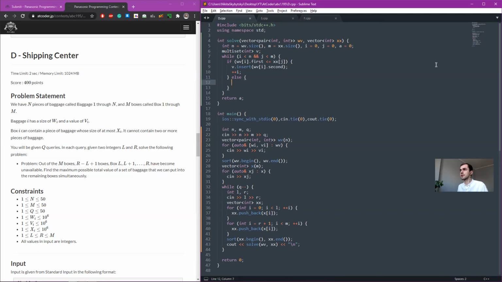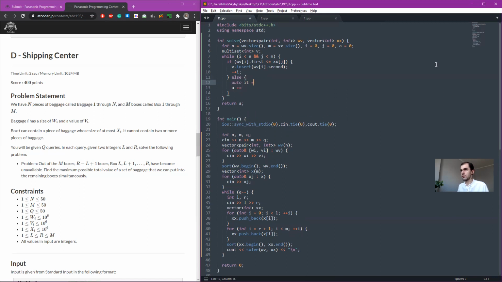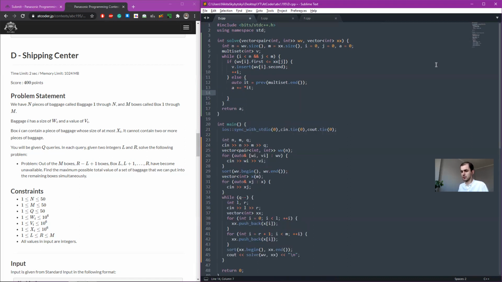Else, the smallest remaining is a back box, right? This box allows us to take the highest value from the multiset. Can we actually do it like this, or do we need this? Yeah, I guess we need this because we're going to erase an iterator in the multiset. I don't think it can erase reverse iterators.